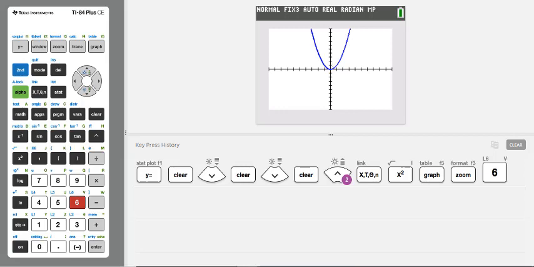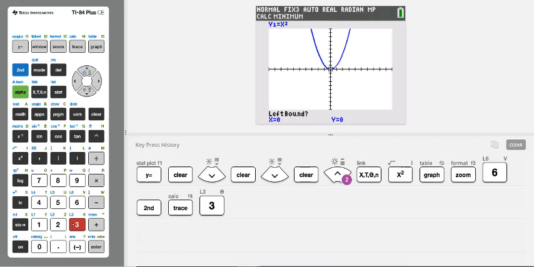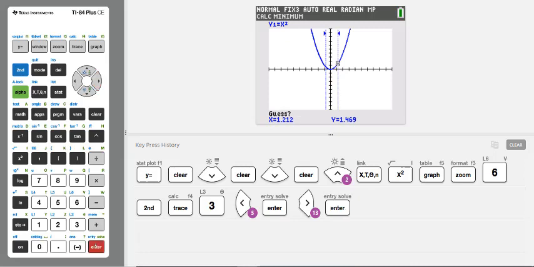So second trace, and I'm going to choose minimum, that'd be a lowest point. So I'll hit 3, and what I'm doing is creating a left bound and a right bound, encapsulating the area that I'm looking at to find the lowest output. So I want to go to the left of it, hit enter. Now go to the right of it, hit enter. And I'm not going to guess, I'm just going to hit enter. So the minimum, the lowest y value, is 0.